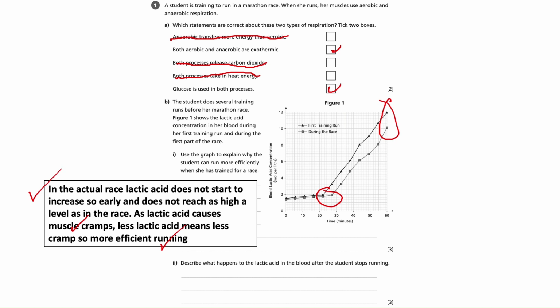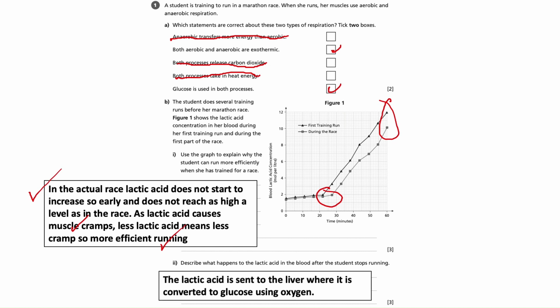Part 2. Describe what happens to the lactic acid in the blood after the student stops running. So this is a recall question, isn't it? It's not actually using the data anymore. Well, the lactic acid is sent to the liver, where it is converted to glucose using oxygen. So that scores us 1 mark for saying it is sent to the liver, 1 mark for saying it's converted to glucose, and 1 mark for the fact that it's using oxygen.